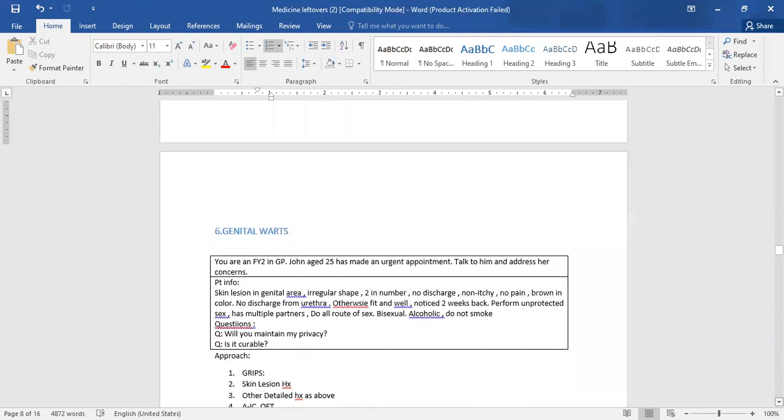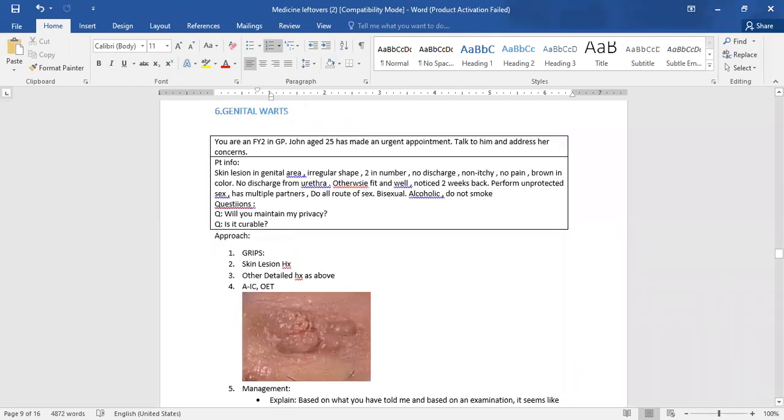So the next scenario is genital warts. Very simple. Same, it is an STI, and the patient will be having symptoms, and you are in GP, and he made an urgent appointment.